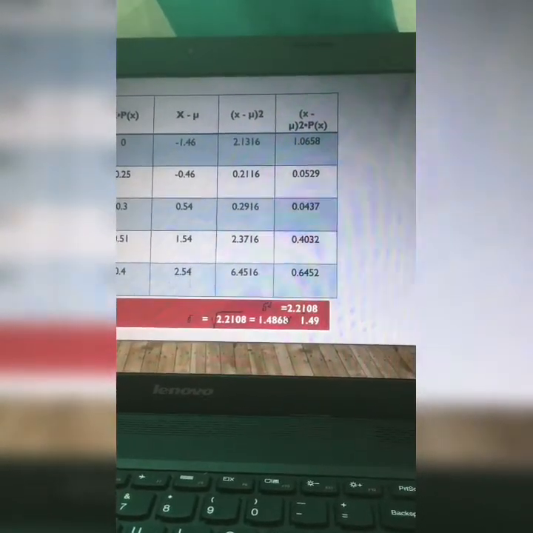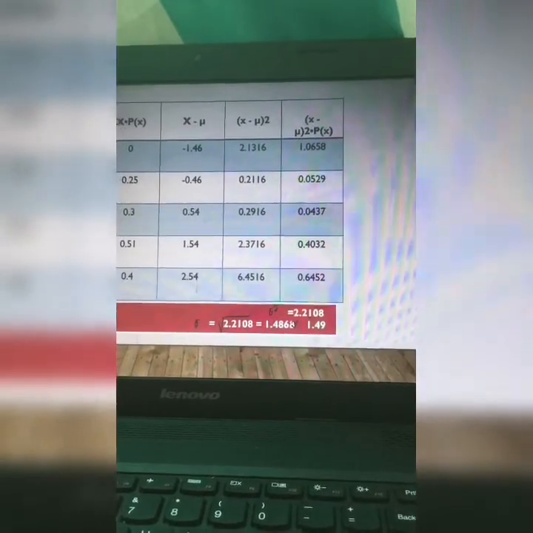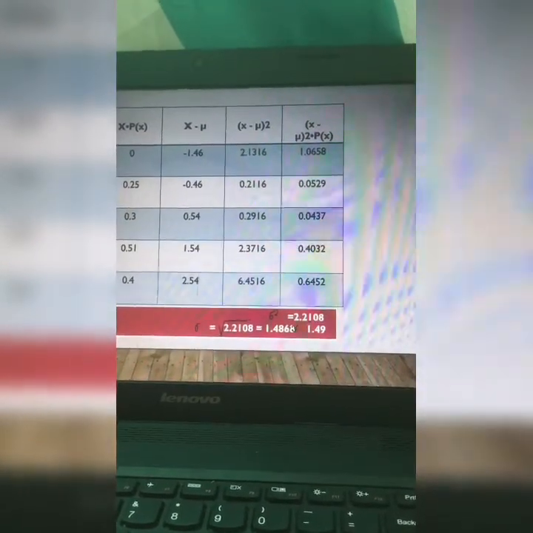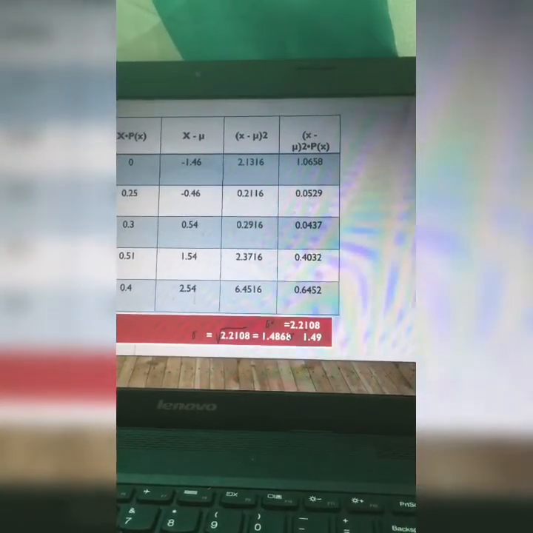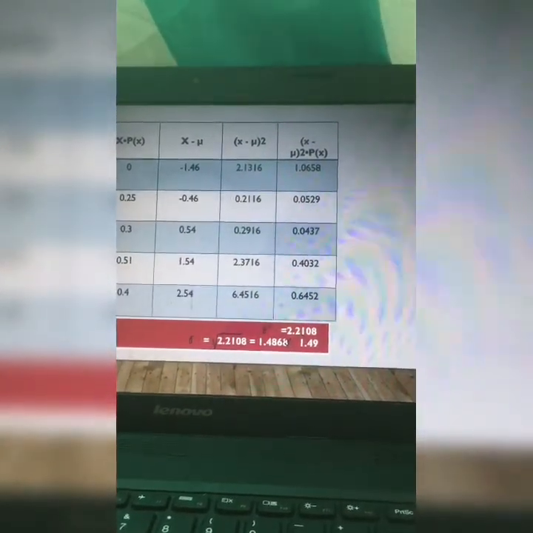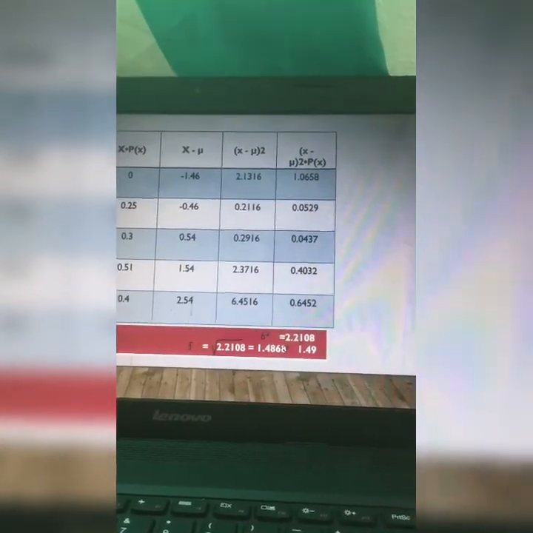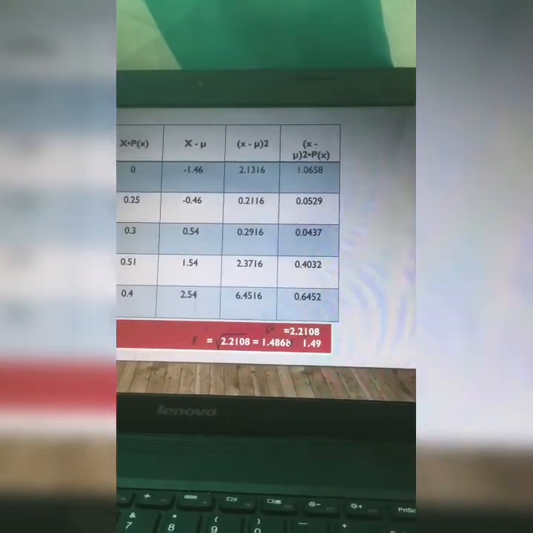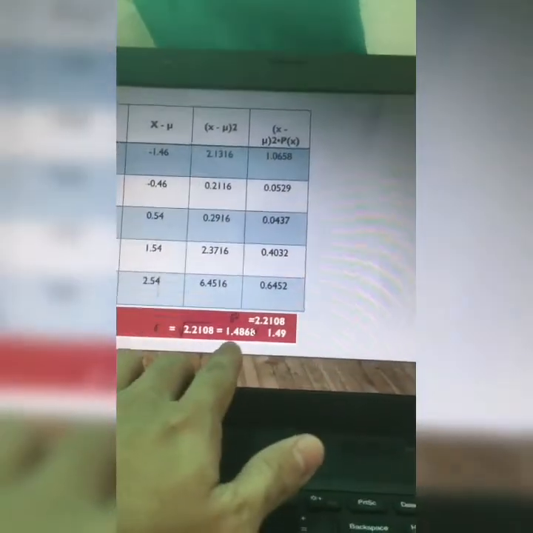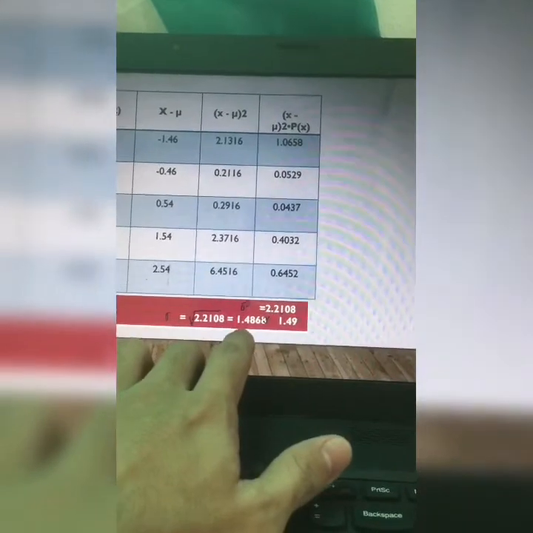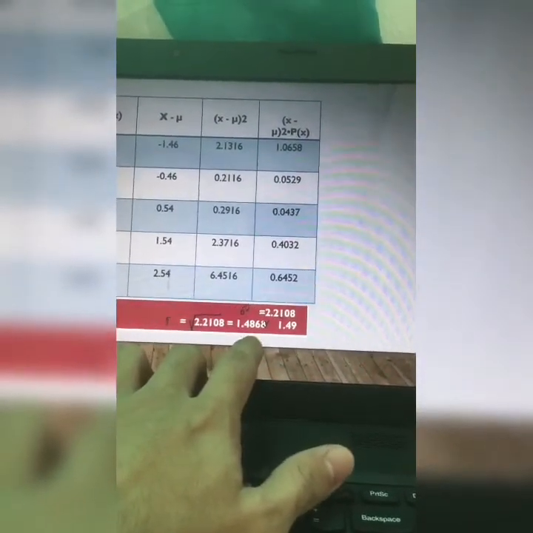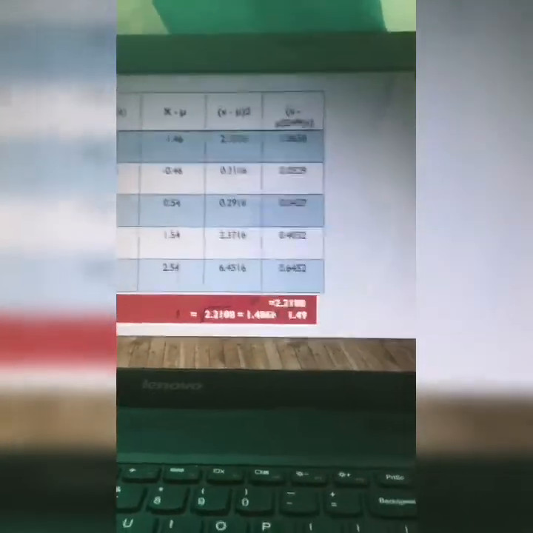our answer on our variance, which is 2.2108. And if we square root our answer on our variance, which is 2.2108, we will get an answer which is 1.4868. But how come our final answer is 1.49? Look at this, and we only have to round up our 1.48 into 1.49. Ganyan lang siya kadali.